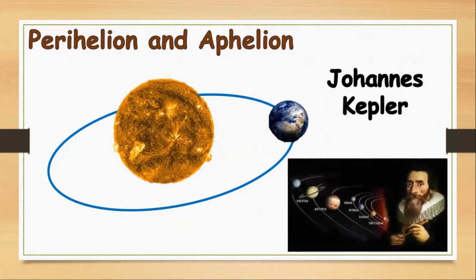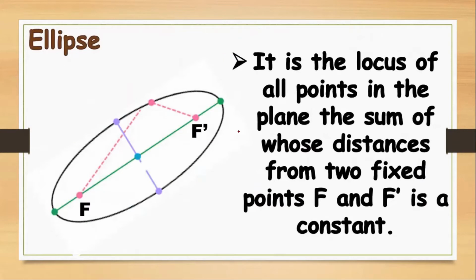And let me introduce to you Johannes Kepler. He proved that the orbits of the planets are shaped as ellipses, with the sun lying at the focus of the ellipse. So, this one is the sun, it is the focus of our ellipse, and the earth or this planet is revolving around the sun in an elliptical direction. Let's continue with the definition of an ellipse.